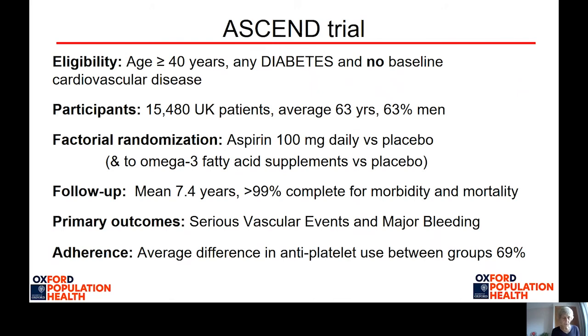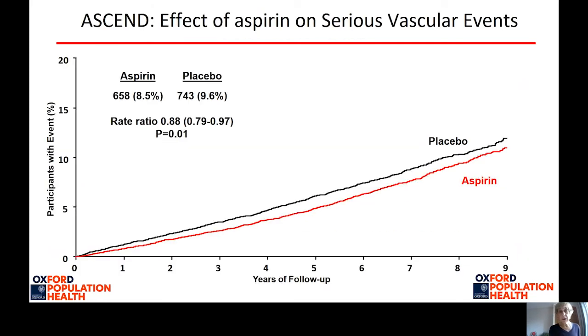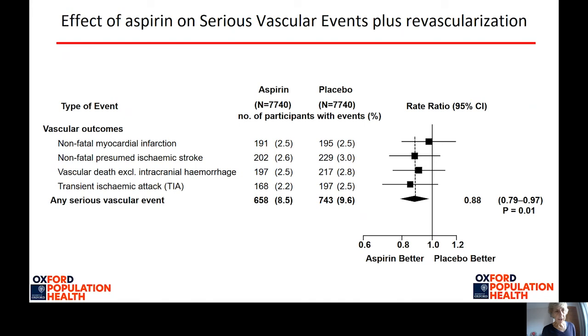So we ended up randomizing 15,500 patients, and I've explained this, but by using these methods, we had over 99% complete information for both morbidity and mortality, with a mean follow-up of 7.5 years. I'll just show you the results for completeness. We were able to demonstrate a 12% reduction in the risk of serious vascular events. So that was MI, stroke or TIA, or vascular death. And that is shown on a forest plot there.